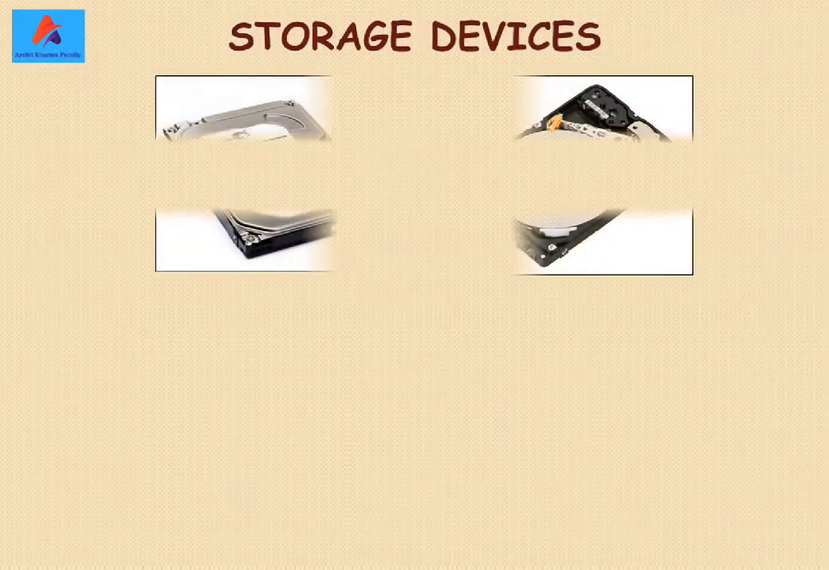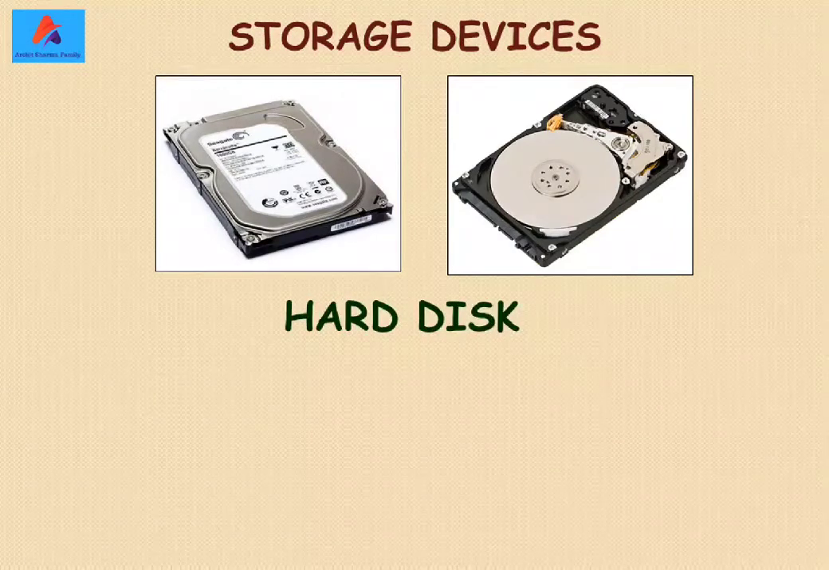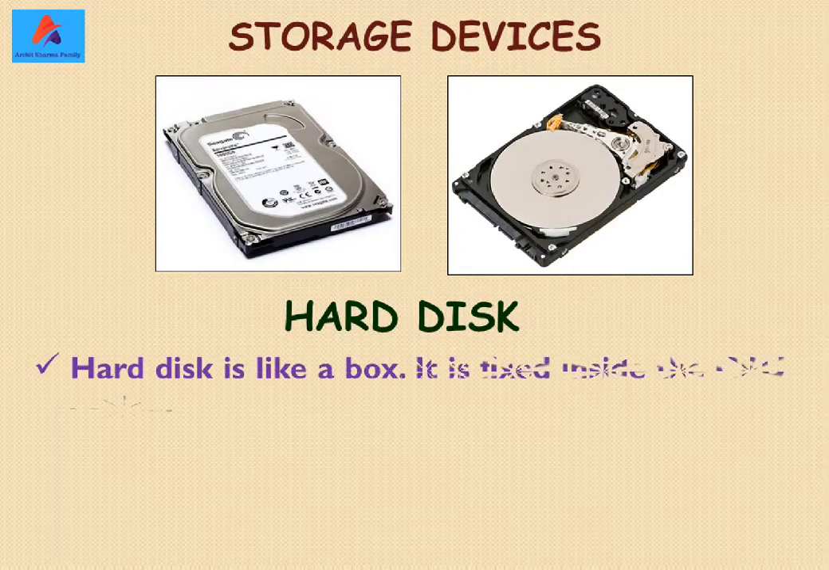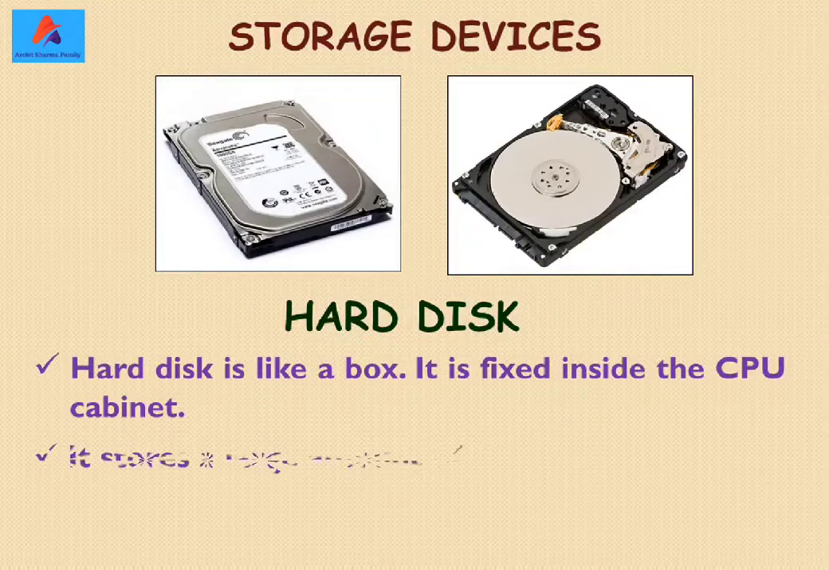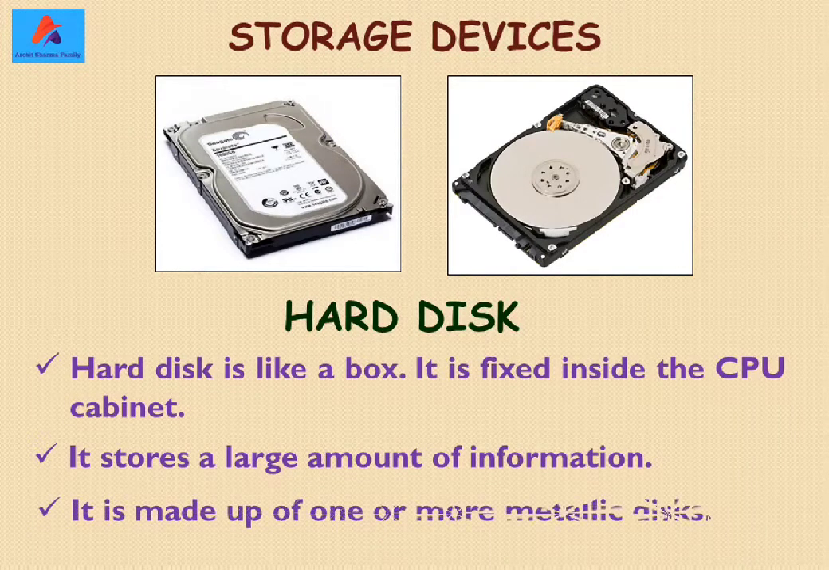Storage devices. Hard disk. Hard disk is like a box. It is fixed inside the CPU cabinet. It stores a large amount of information. It is made up of one or more metallic discs.